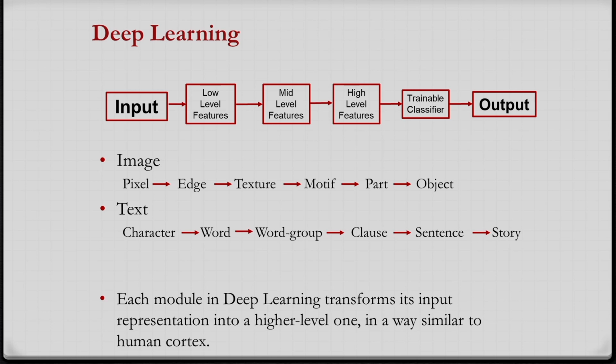In case of text recognition, what can we consider as the low level features? Maybe the characters, the words. For the mid level features we can consider word groups or maybe the clause, and if I consider the high level features, we can consider the sentence or maybe the story as high level features.